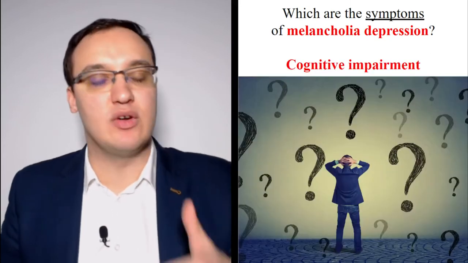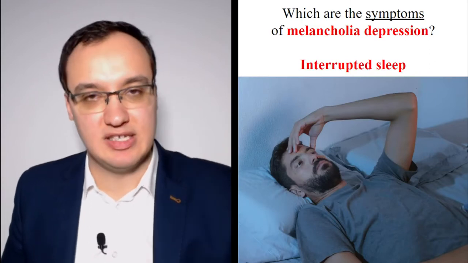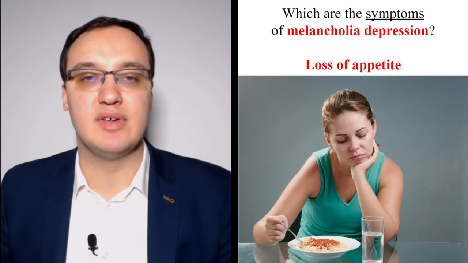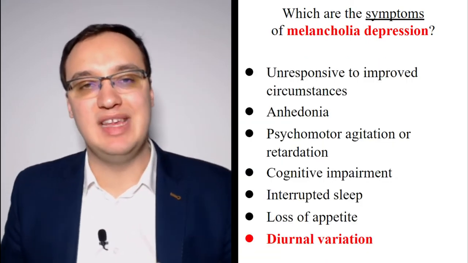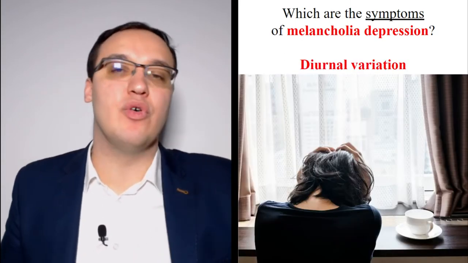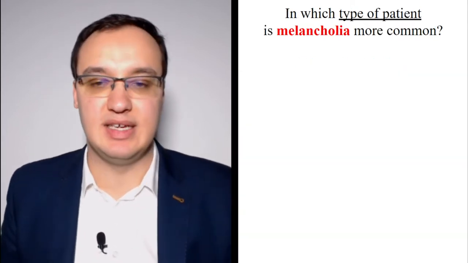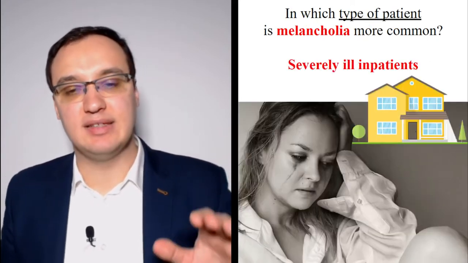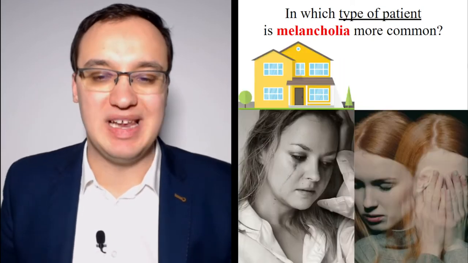Cognitive impairment, we said all the memory problems, processing power, and so on. Interrupted sleep, we said insomnia or hypersomnia. Loss of appetite, which means we have hyperphagia, for example, or forceful eating, and diurnal variation. That meaning, for example, you're always sad in the evening. Then in the morning you're good and sad in the evening. So melancholia is more common in severely ill patients and in psychotic patients. So severely ill patients and psychotic patients usually have melancholia.